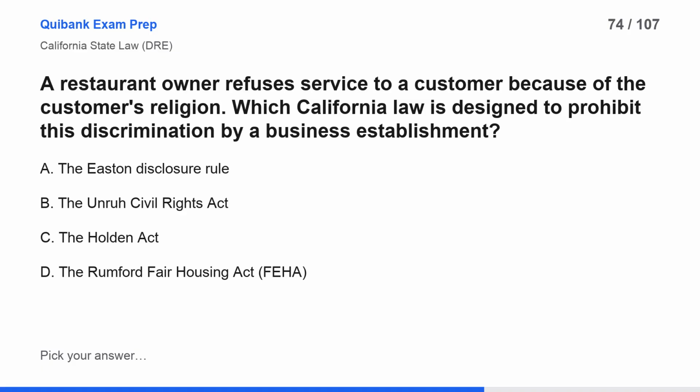Question 74. A restaurant owner refuses service to a customer because of the customer's religion. Which California law is designed to prohibit this discrimination by a business establishment? A. The Easton Disclosure Rule. B. The Unruh Civil Rights Act. C. The Holden Act. D. The Rumford Fair Housing Act, FHA.